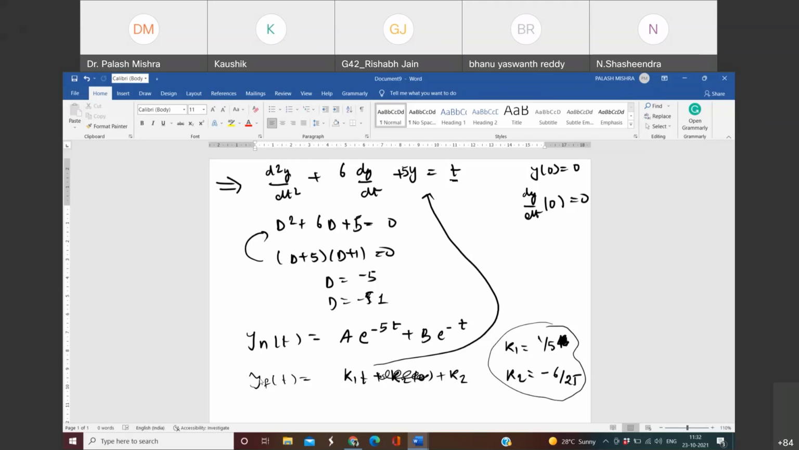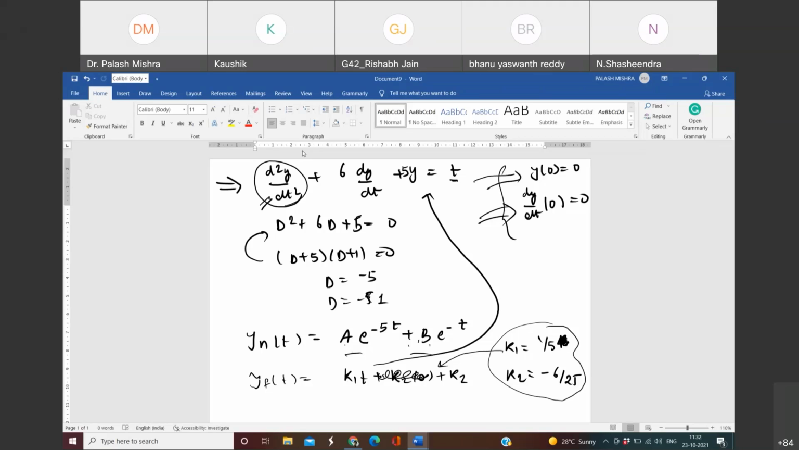Okay. So then you can put this solution here, and finally you have to find out A and B. For finding A and B, the two conditions are given. You can use these two conditions to find the value of A and B. If it is a second order differential equation, definitely you must be given two conditions, because there will be two variables involved here.